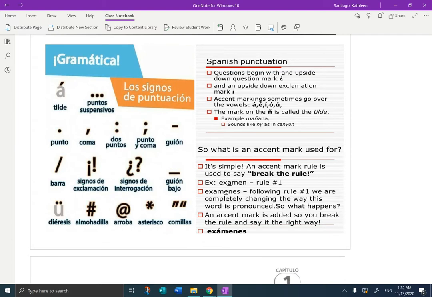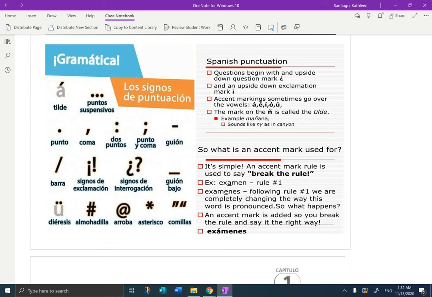There is an accent that goes up and to the right. Accent marks in Spanish are always up and to the right. The tilde is the little swirl. Puntos suspensivos are your three dots. A punto is a period, coma is a comma. Dos puntos is your colon. Punto y coma is your semicolon. Guión is a dash. Barra is your slash.